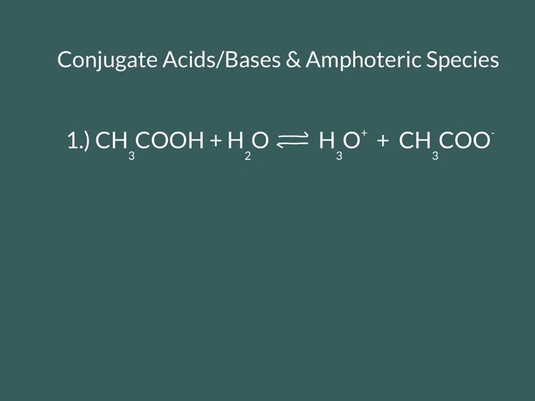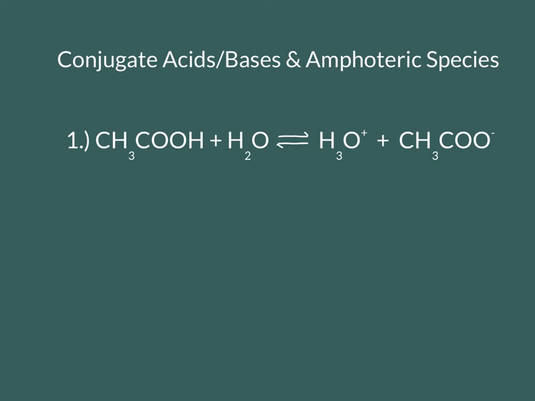So in addition to being able to identify our acids and bases, we also need to identify something called a conjugate acid and a conjugate base. The first step in identifying a conjugate acid and a conjugate base is to identify the acid and the base. Your acids and bases are always going to be on the reactant side of your equation, and your conjugate acids and bases are always going to be on the product side of your equation.